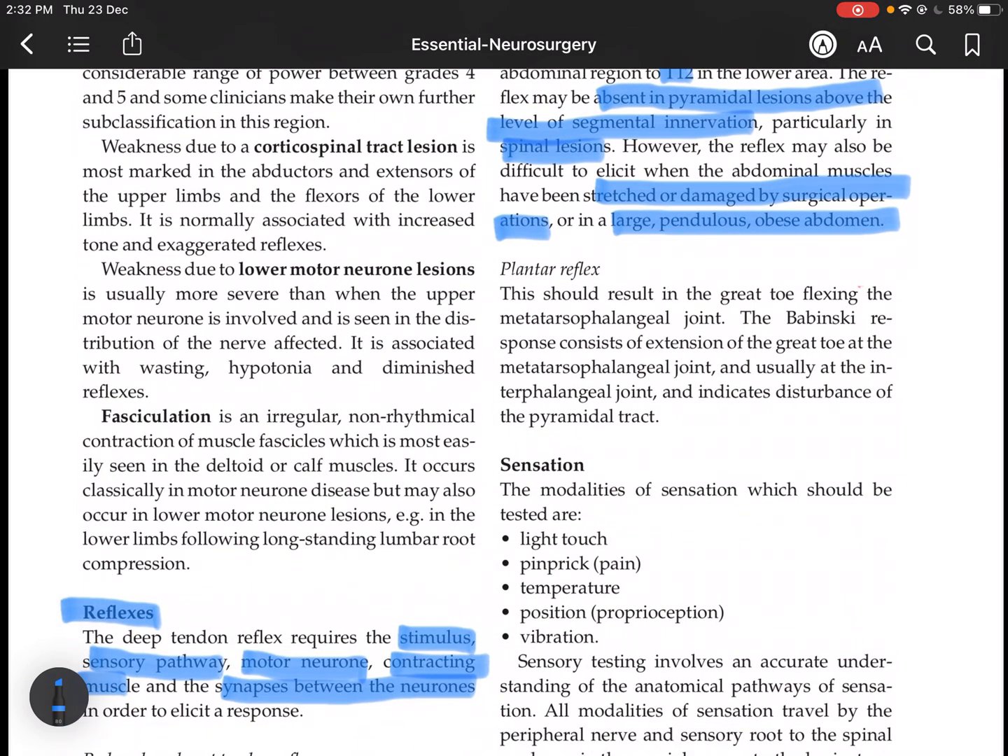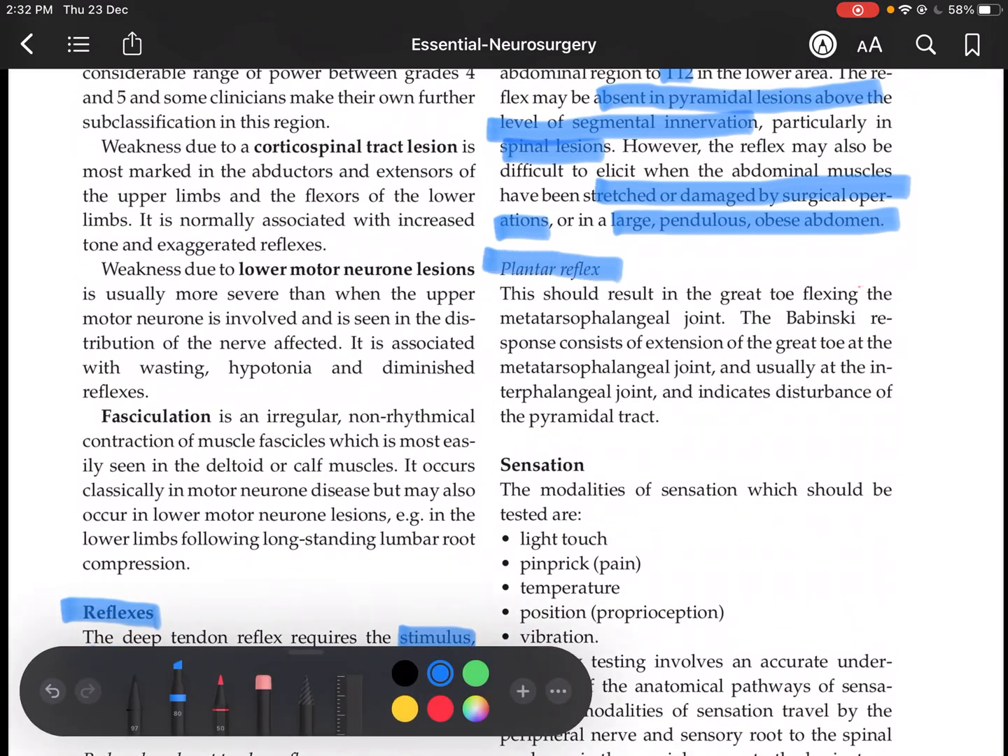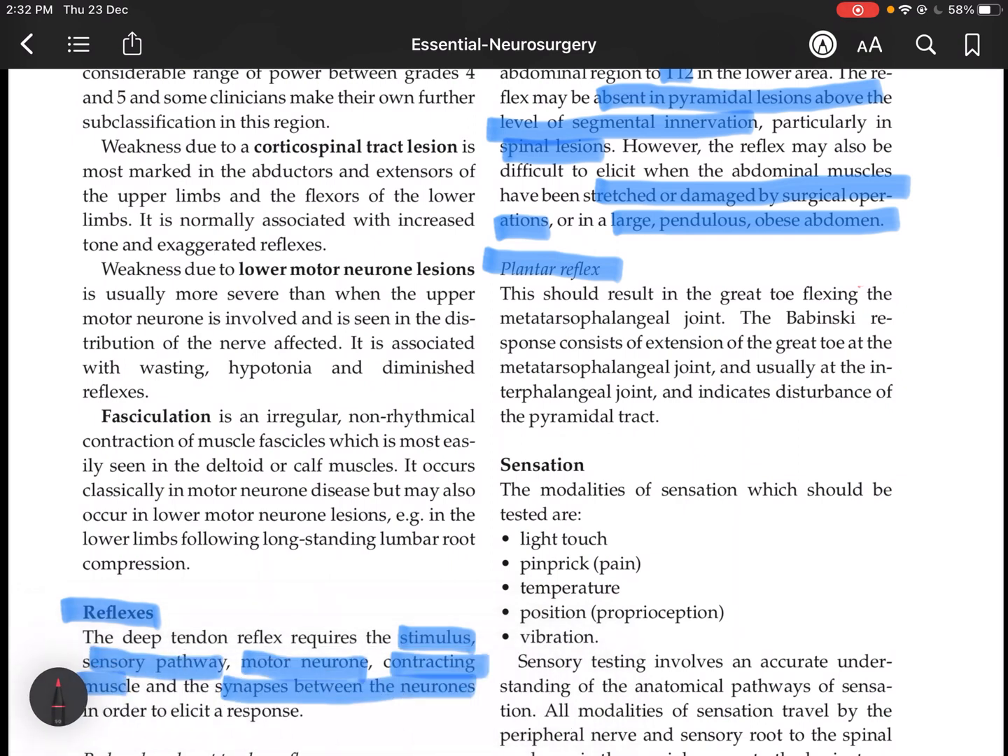Plantar reflex. This could result in the great toe flexing at the metatarsophalangeal joint. The Babinski response consists of extension of the great toe at the metatarsophalangeal joint, and usually at the interphalangeal joint, and indicates a disturbance of the pyramidal tract.